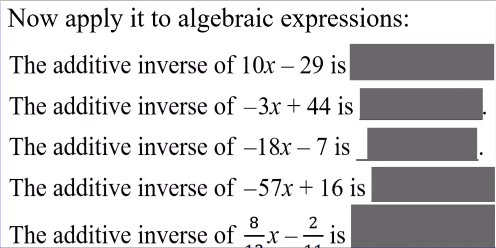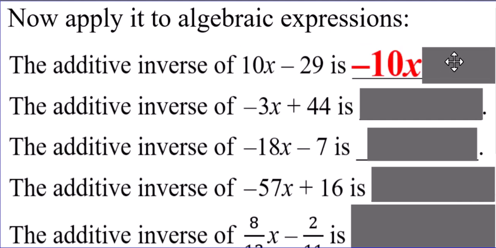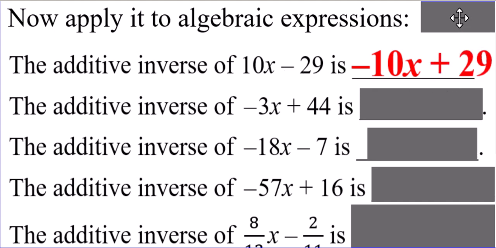Now let's make it a little bit more interesting. Let's apply this idea to algebraic expressions. The additive inverse of a full expression, 10x minus 29, is, well, each part has to change. So the 10x will become negative 10x. The minus 29 will become adding 29. And this will then give us the additive inverse of the original expression.